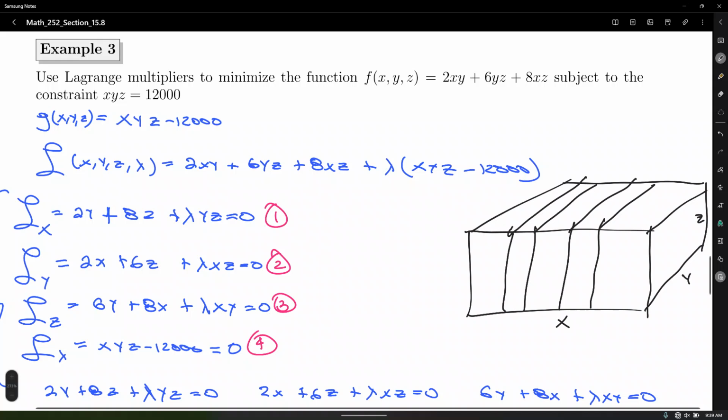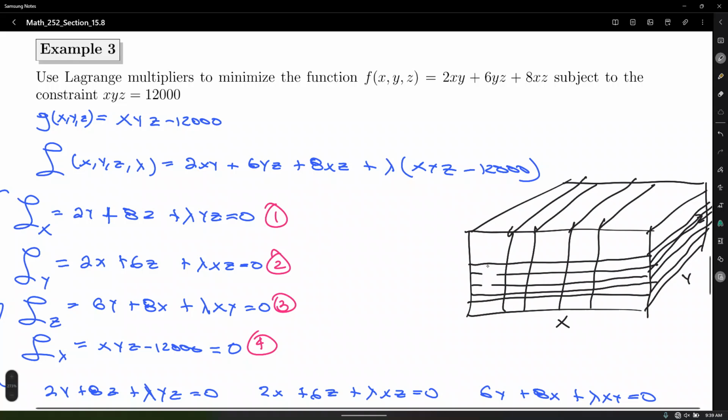What about the 8xz? How about this? 1, 2, 3, 4, 5, 6, 7, and the top 8, right? So all 8. So that looks maybe like a parking lot, right?